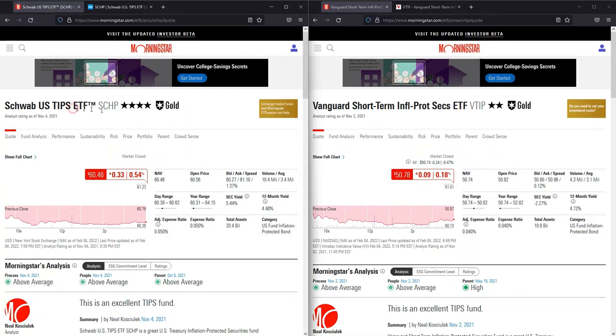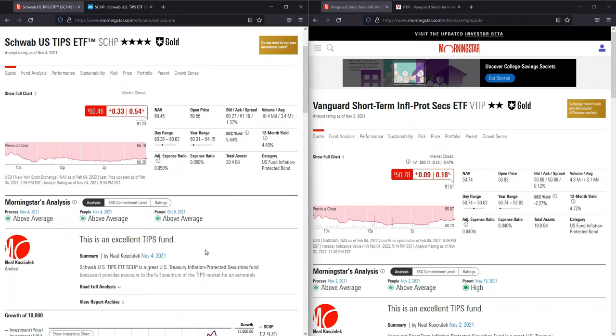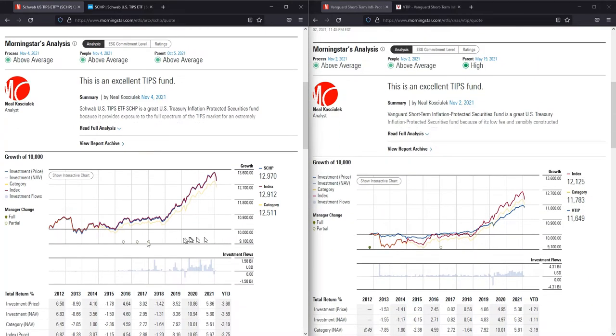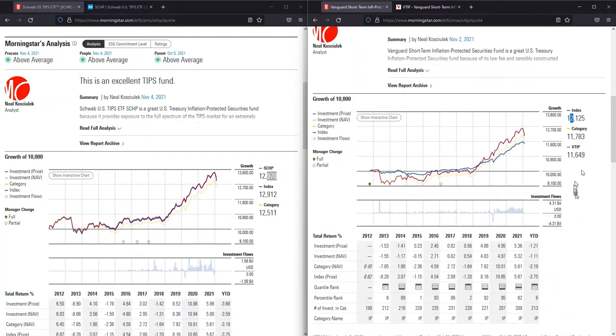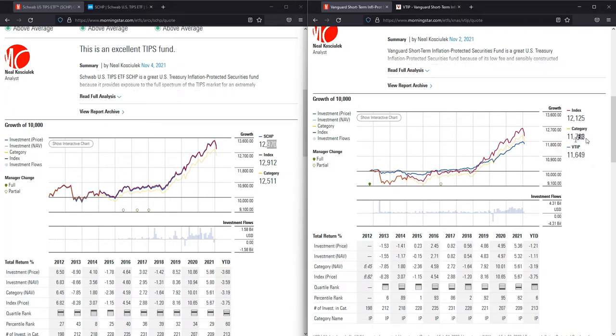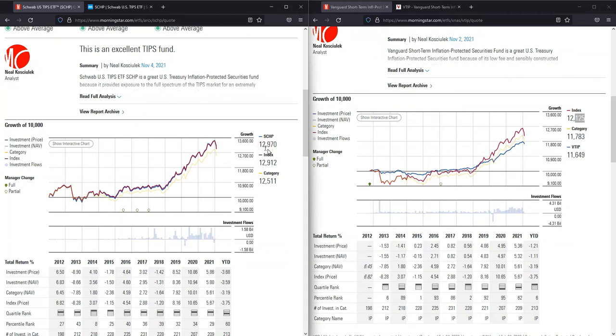So the SCHP is at 0.05, so it's relatively close. Now, if you were to invest $10,000 into this fund and let it sit for 10 years with no additional contribution, you would expect the SCHP to go to $12,970, and similarly the VTIP would grow to $11,649, and this is over the course of 10 years. So the VTIP underperformed the index it's seeking to follow, but it's still relatively close. Nonetheless, it still underperformed, especially when compared to the SCHP, which outperformed this index. And typically these funds try to get similar results as the index they're following.